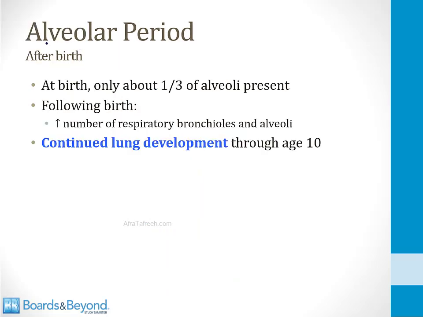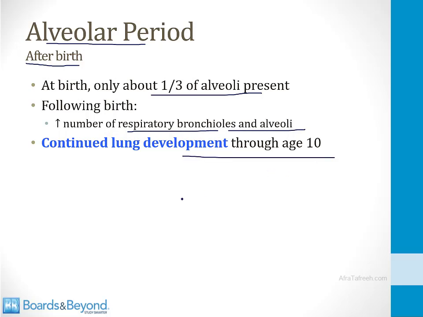And the last period is the alveolar period. This period occurs generally after birth. It starts around the time of birth, maybe a few weeks before, and it continues throughout childhood and even adolescence. At birth, only about a third of the alveoli that you will ultimately have are present. After birth, during childhood and adolescence, there is an increase in the number of respiratory bronchioles and alveoli, so lung development is not complete at the time of birth. It continues all the way through the age of 10. Some sources say even through the ages of 15 to 20.